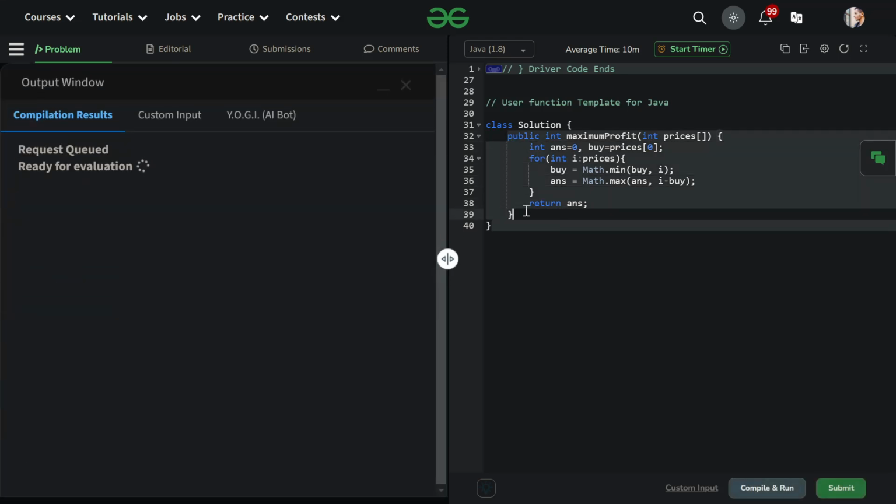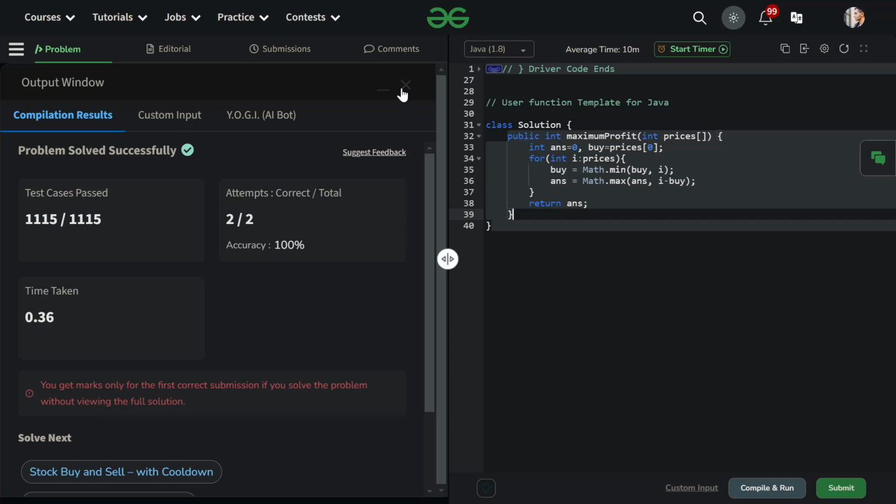It is pretty clear that in this function the time complexity is order of n and space complexity is constant.